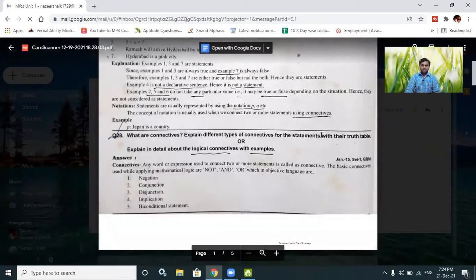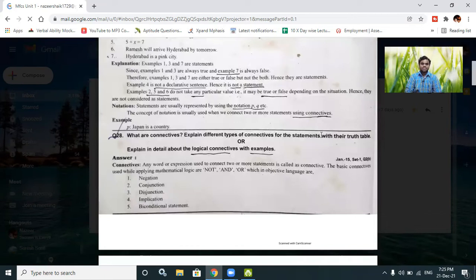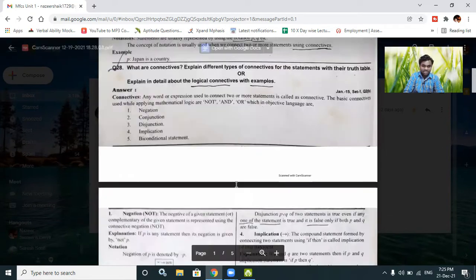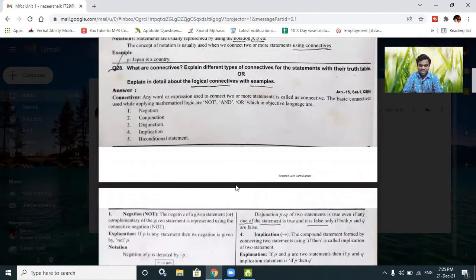First of all, what are connectives? Explain different types of connectives for the statements with their truth tables. This question is also asked as: explain in detail about the logical connectives with examples. Connectives: any word or expression used to connect two or more statements is called a connective. Connectives are basically, as we know, and, or, not. They are also known as conjunction, disjunction, negation, implication, and biconditional.